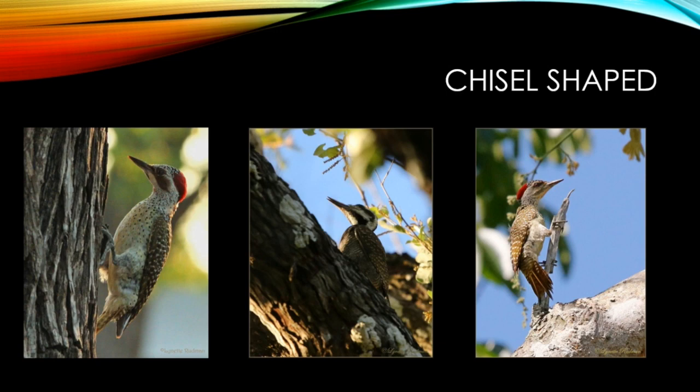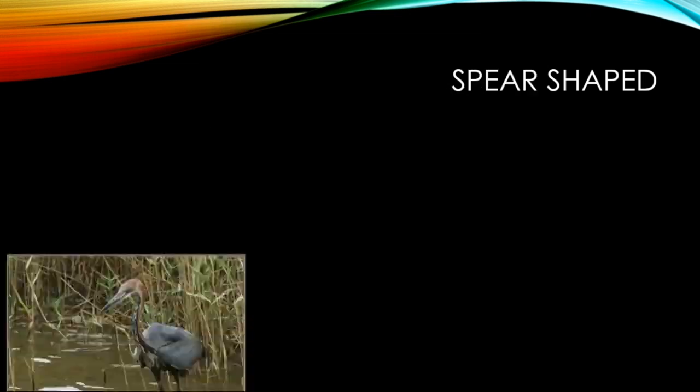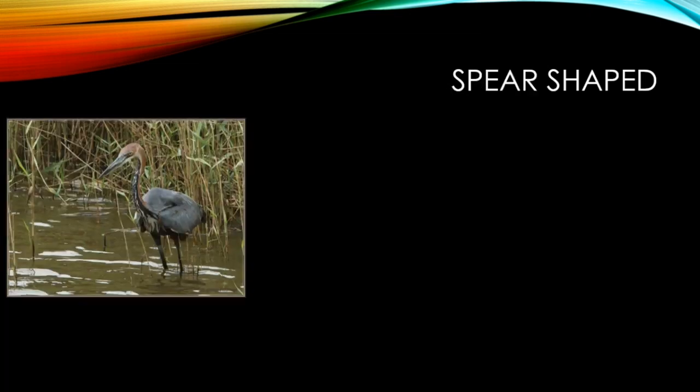Spear-shaped, a lot of the times this is birds that tend to dwell in aquatic habitats, so in reed beds or close to water, and they're using that spear-shaped beak to catch things like fish, frogs, and insects. So things like herons, kingfishers, and egrets would be the ones with the nice spear-shaped beaks.